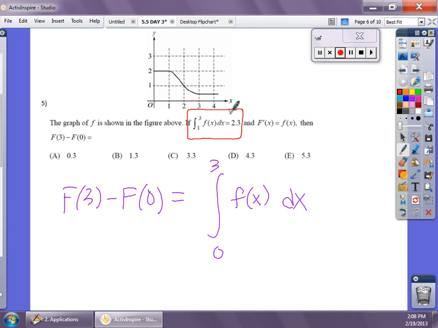So what you want to relate is the fact that we have this information. The net signed area from 1 to 3 is 2.3. But we need the integral from 0 to 1, so I have to add in this little box, which is 2. So 2 plus 2.3 is 4.3. Number 6.